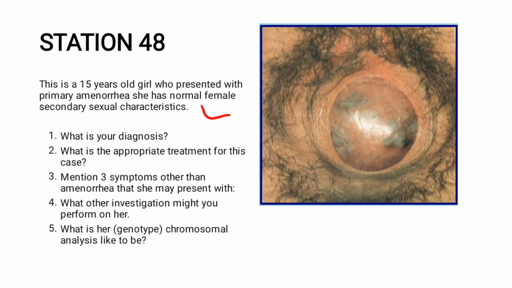What is your diagnosis? What is the appropriate treatment for this case? Mention 3 symptoms other than amenorrhea that she may present with. What other investigations might you perform on her? Then what is her genotype? Chromosomal analysis is likely to be.